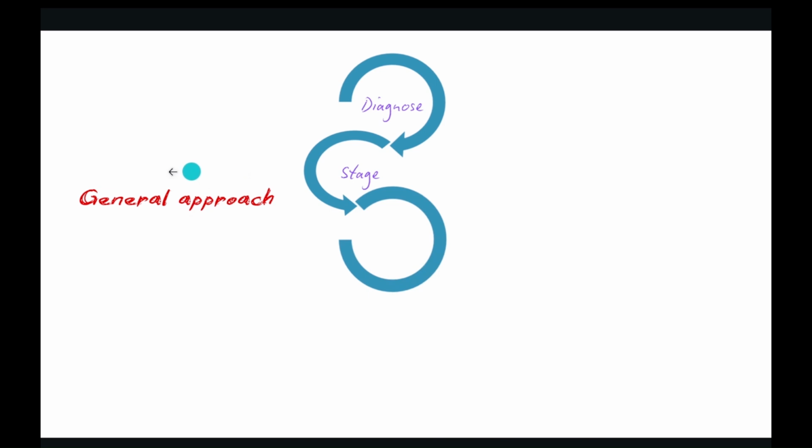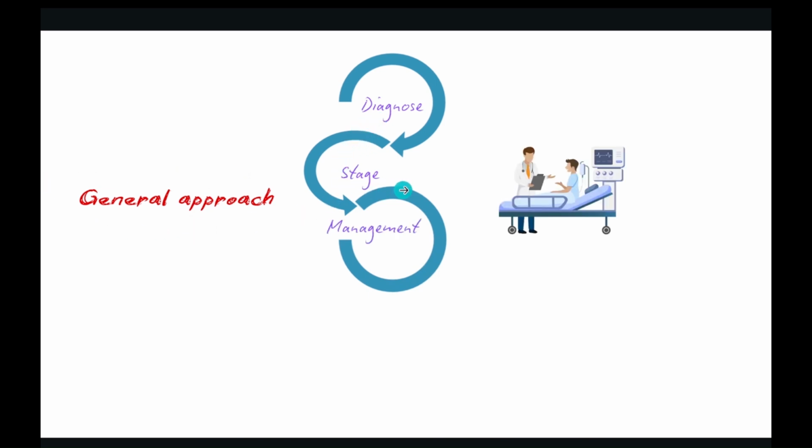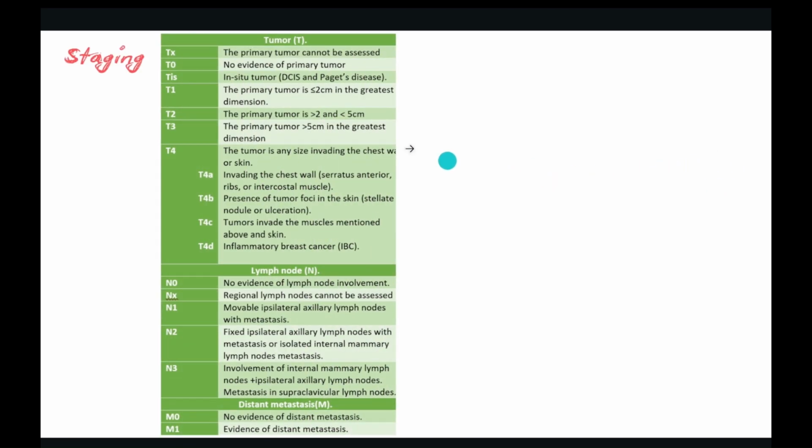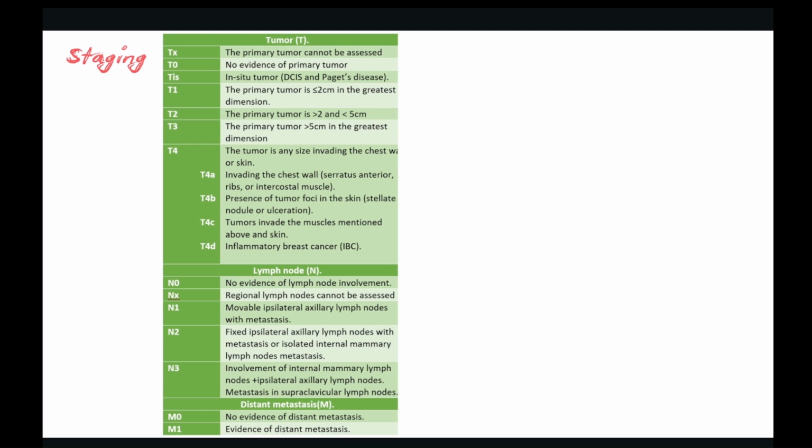The general approach for patients diagnosed with invasive cancer is staging after diagnosis and then management, because all management of malignancy depends on the staging. The staging will go through the TNM staging. We have here TX: the primary tumor cannot be assessed. That means the patient had already an excisional biopsy of the tumor, which is not recommended now, in another hospital, and the patient comes to you. You cannot assess how much has been taken in the previous surgery and how much is left. T0, no evidence of malignancy. TIS, in situ tumor, DCIS, and Paget's disease.